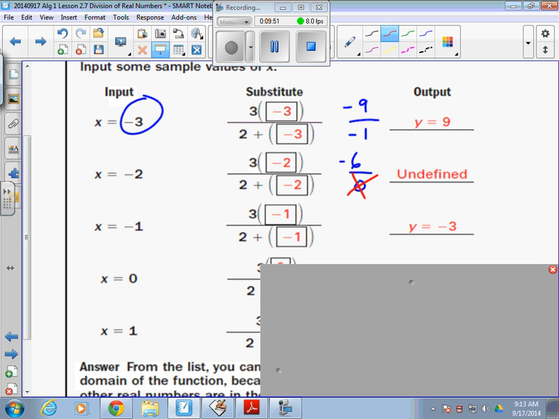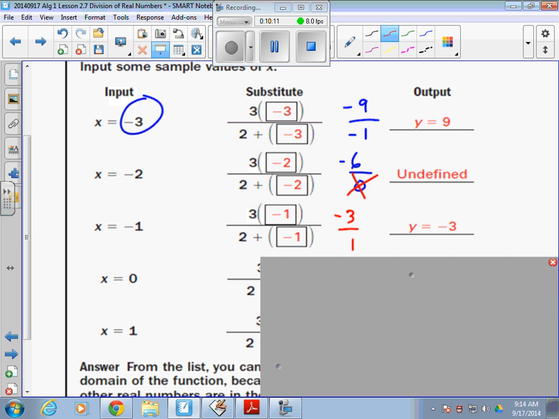X's value, when you plug it in, 3 times negative 1 is negative 3. 2 times negative 1 is negative 2. I'm sorry, it says not times, plus. I keep reading it wrong. 2 plus negative 1 is the same thing as 2 minus 1. So you have negative 3 over positive 1, which simplifies to negative 3.